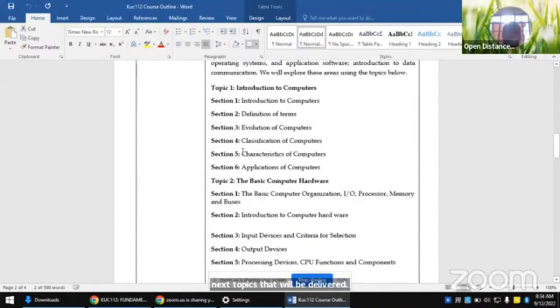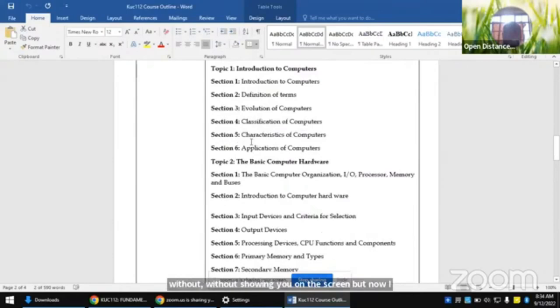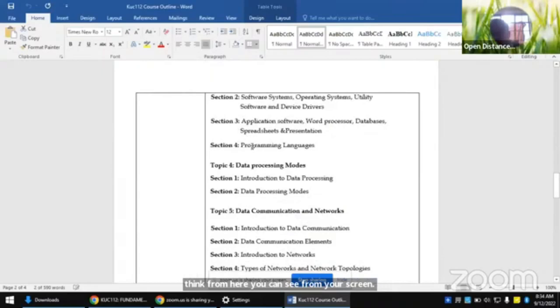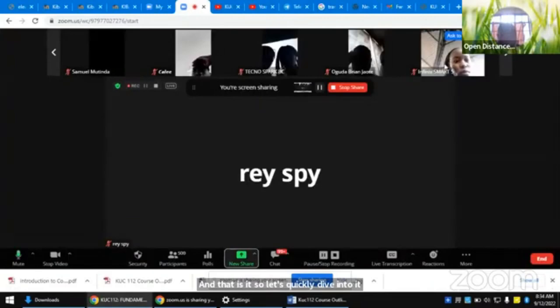I think I went through these without showing you on the screen, but now from your screen, you can see the sections and the topics are very clear. And that is it. So let's quickly dive into the notes.